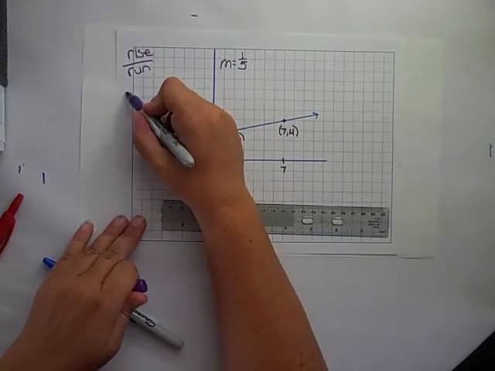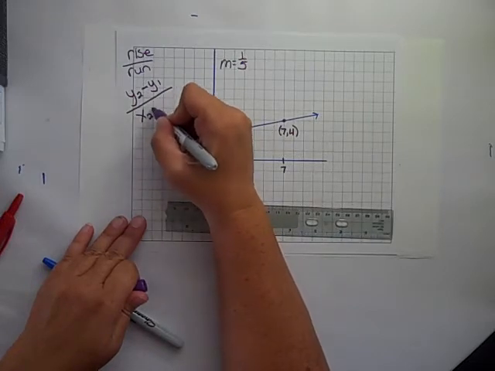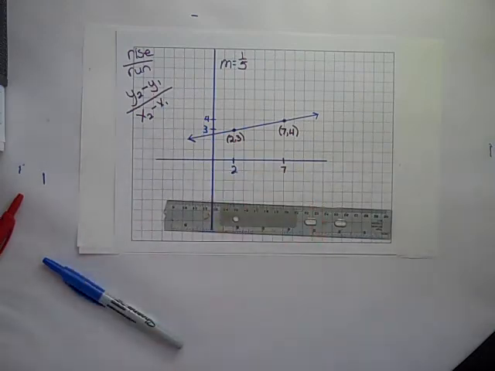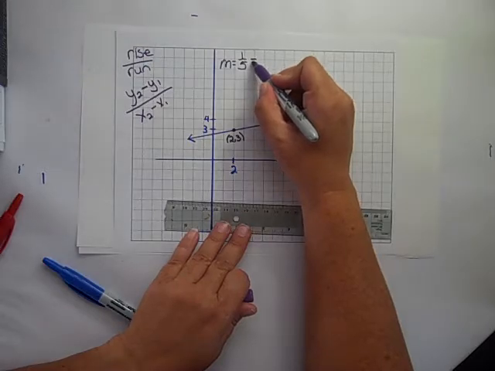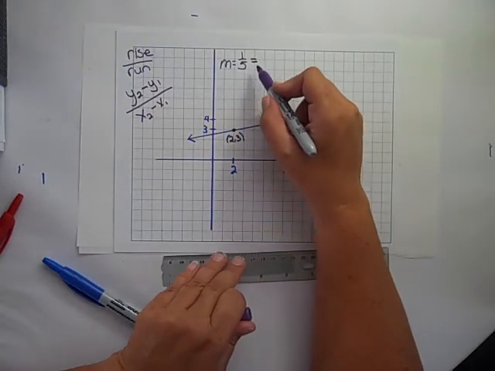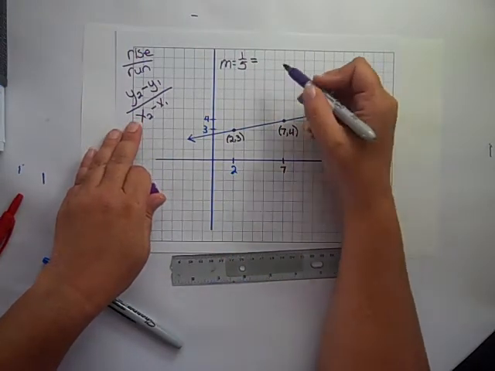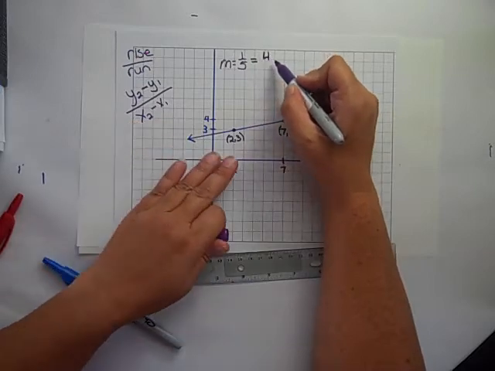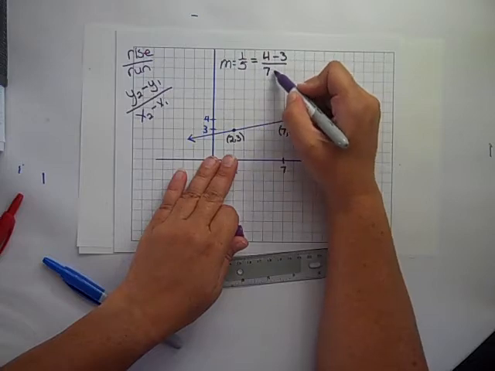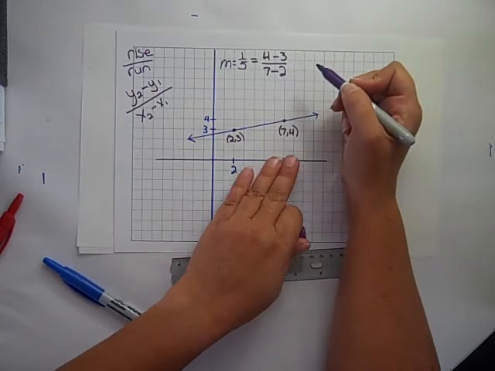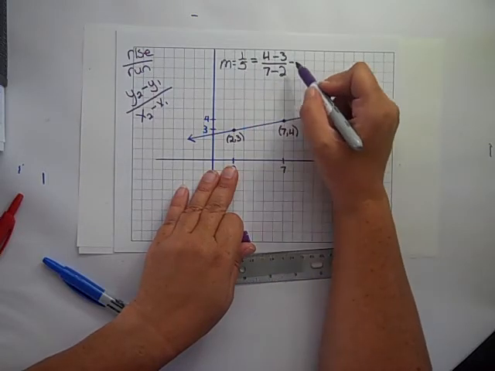So you'll also need to remember y2 minus y1 over x2 minus x1 as your slope formula. So I'd like you to write next to the slope. So you're going to write this on your graph, the m equals 1/5. Then next to that, I'd like you to write how you would have used the y2 minus y1 formula. So y2 is 4 minus y1 is 3 over x2 minus x1, so that's 7 minus 2. So I'm just using the slope formula. And of course that equals 1/5.